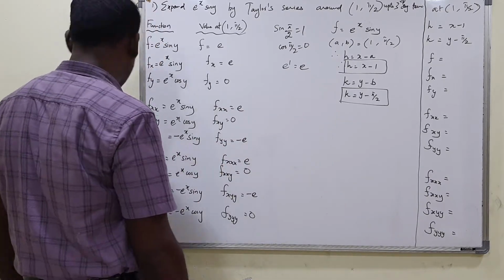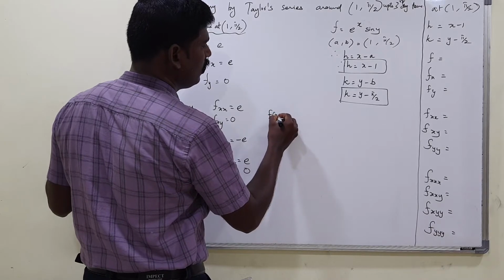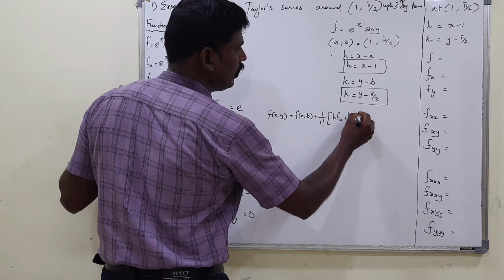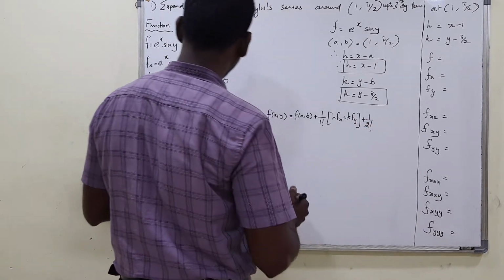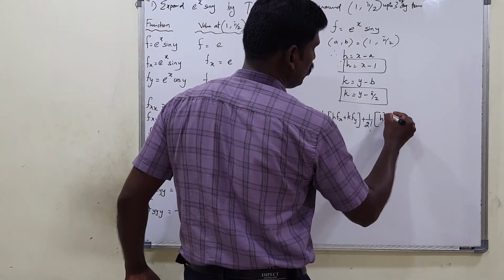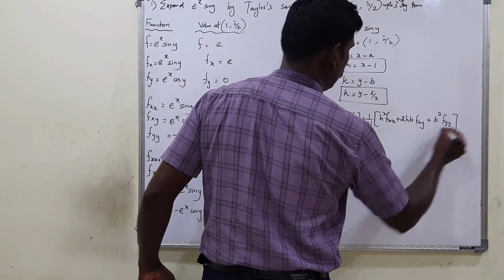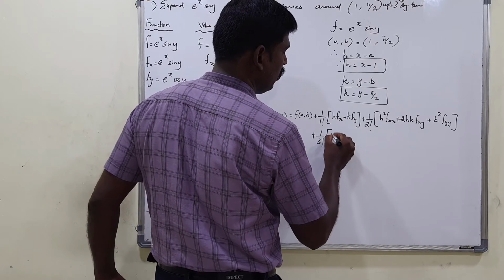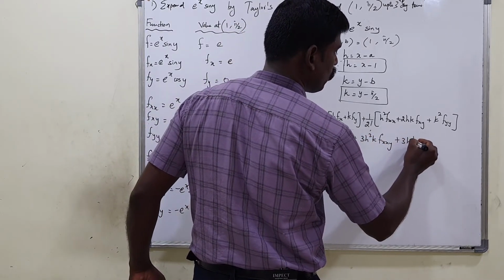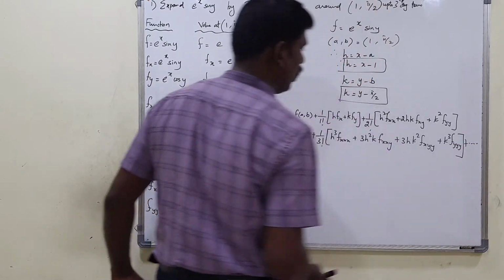Now let us find the Taylor series expansion. What is the Taylor series of the function at (a, b)? f(x, y) is equal to f(a, b) plus 1 by 1 factorial into (h fx plus k fy), plus 1 by 2 factorial into (h square f double x plus 2hk fxy plus k square f double y), plus 1 by 3 factorial into (h cubed f triple x plus 3h square k f double xy plus 3hk square fx double y plus k cube f triple y), plus dot dot dot.